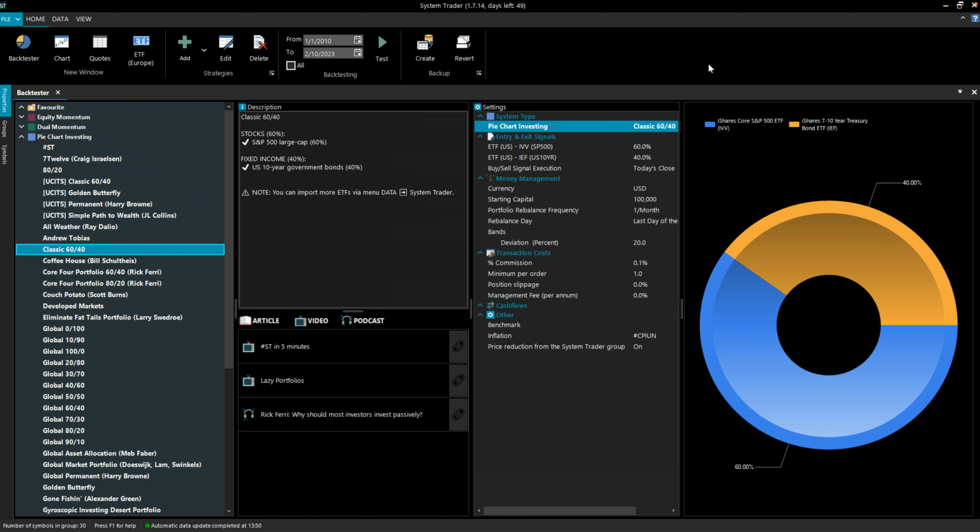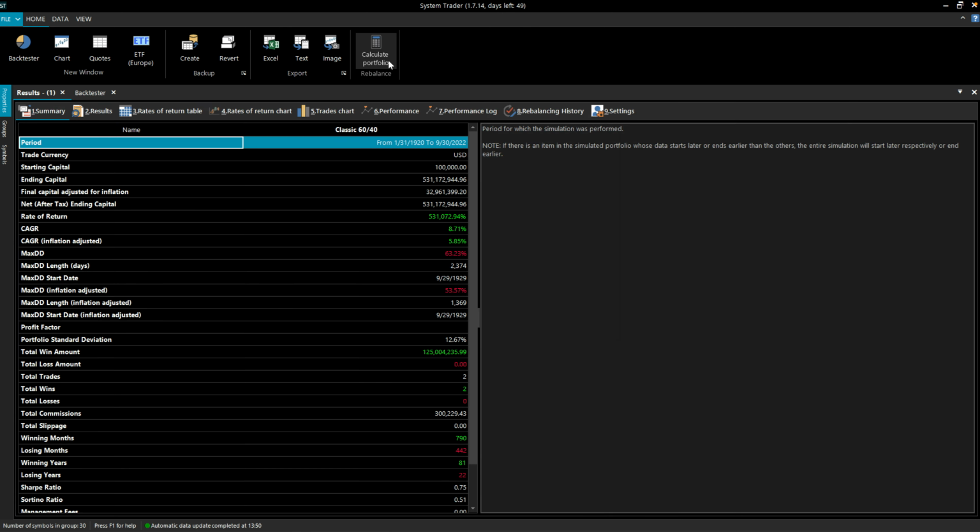Okay, so let's start the simulation for the classic 60/40 portfolio. And for that purpose, we will have to pay attention to this area. And let's select all, which means that for the simulation, we will use all available data for that portfolio. And let's press the test button. And by the way, depending on how fast a computer you have, it may take 10, 20, or even more seconds. And here we go. We have the results of our simulation. And as we can see, the period is from 1920 to 2022, which is more than 100 years.